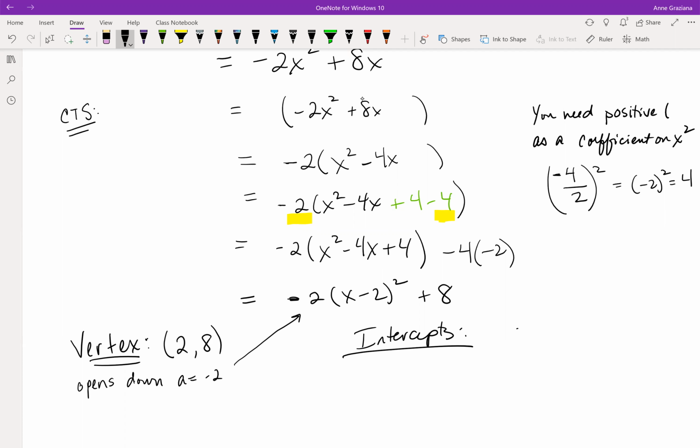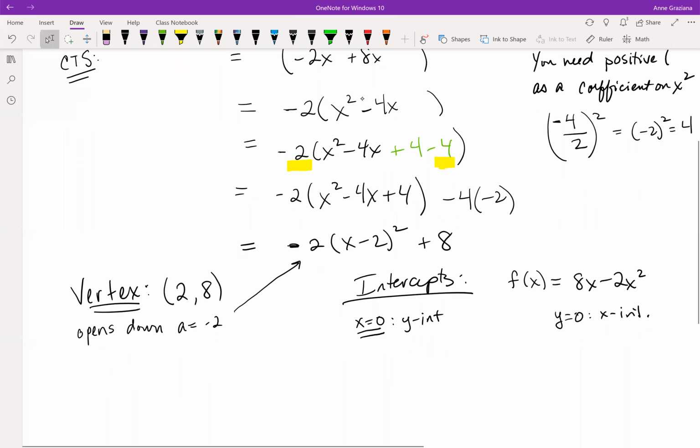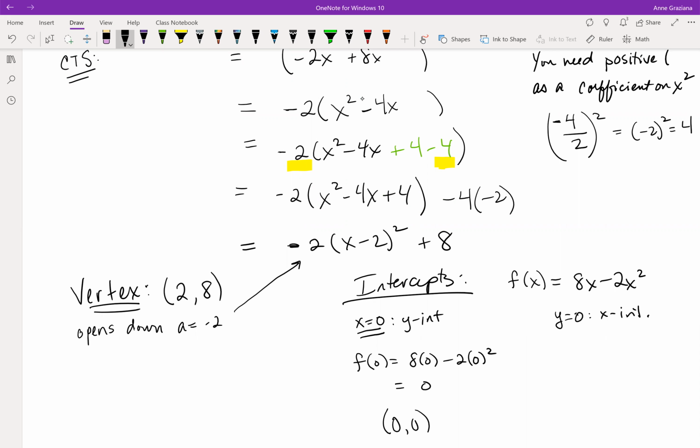So we're going to take our original function, f of x equals 8x minus 2x squared. I'm going to do the case where x is 0. That's my y-intercept. I want to do the case where y is 0. And that's my x-intercept, right? So x is 0 is real easy. F of 0 is 8 times 0 minus 2 times 0 squared, which is just a big fat 0. So my y-intercept is going to be 0, 0. Now for the x-intercept, we set this equal to 0.